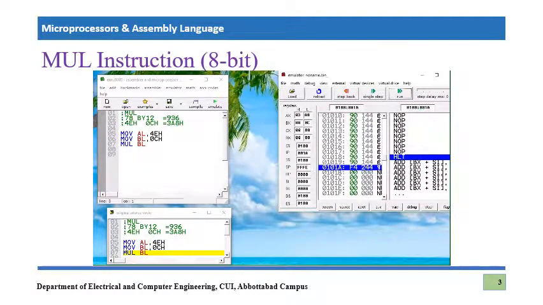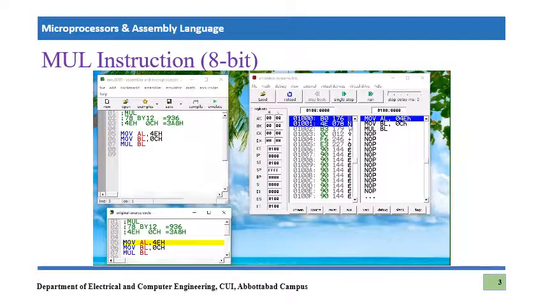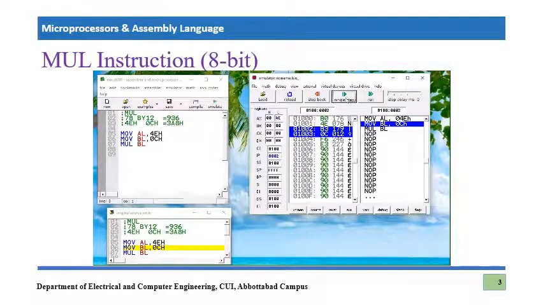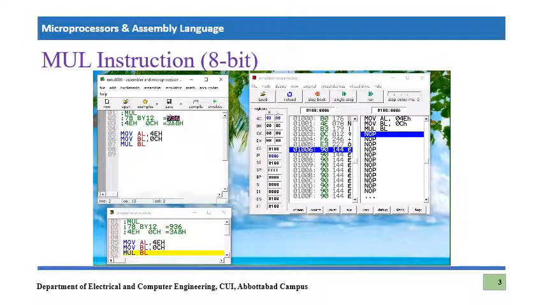I'm sorry, I just pressed run, so the program is completely executed in one go. I wanted to do it in steps, so single step: 4e is here, 0c is here, and the result is 0338, which is exactly what we were expecting. So in this way we can perform multiplication using the MUL command for 8-bit operations. I hope this point is clear.